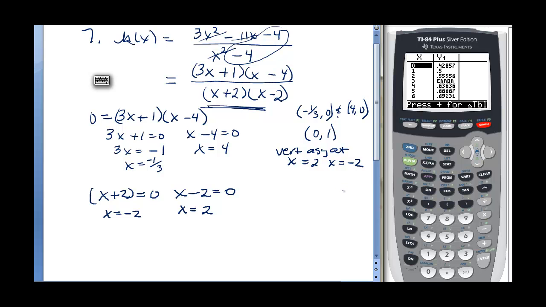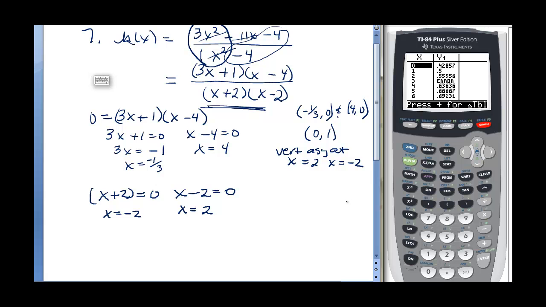To look at the horizontal asymptote, again, I look at the degree of the leading terms in the numerator and the denominator, and here they're both to the second degree. Now this one's 3x squared and this one's x squared. So actually my numerator is going to be growing 3 times as fast as my denominator.